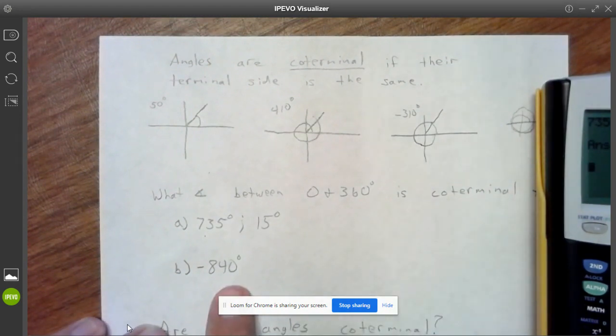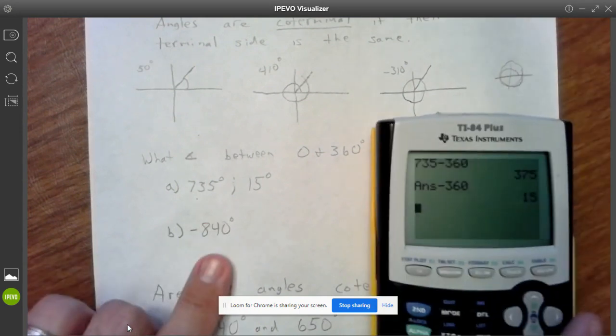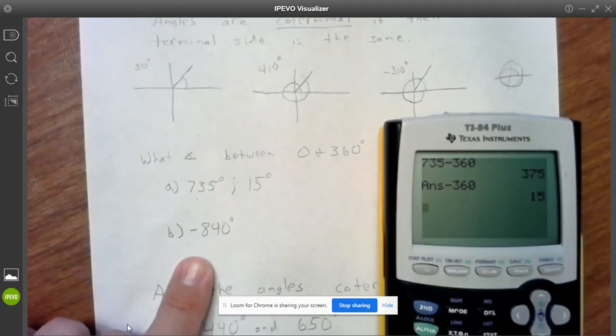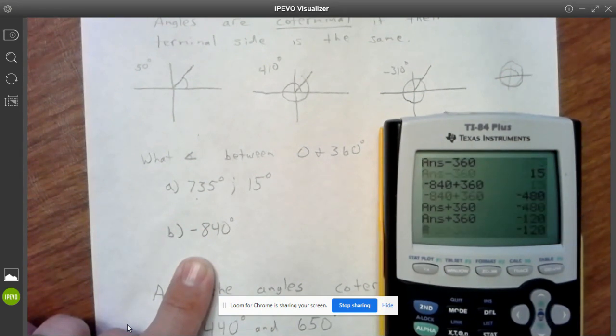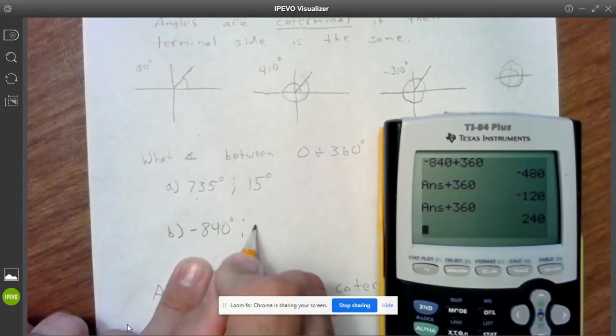Same idea with negative 840 here. Instead of subtracting 360 until we get between 0 and 360, we're going to add 360. So negative 840, and we're just going to keep adding 360 until this gives us something between 0 and 360. So plus 360, not there yet, plus 360. There it is. This is between 0 and 360. So it'd be 240 degrees.